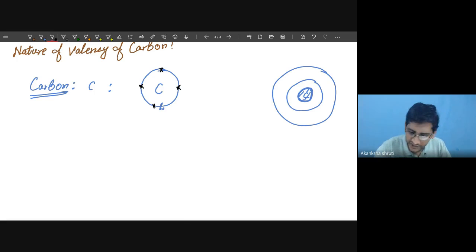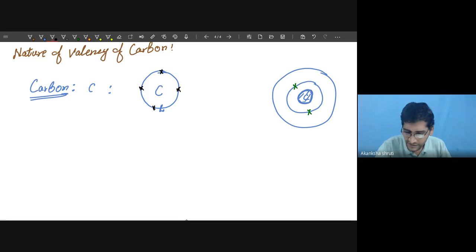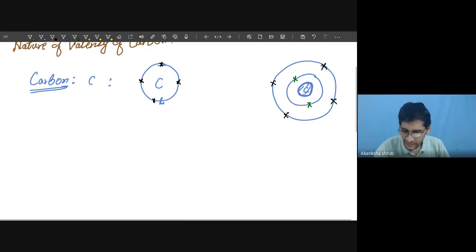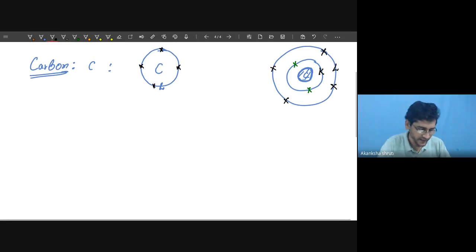So let us draw the inner one. The inner one just contains 2 electrons. Cross denotes the electrons. Coming to the outer one, it contains the 4 electrons. These are the 4 electrons. Now the requirement is, this inner one is our K shell, this is our L shell. This outermost orbit wants to have 8 electrons.